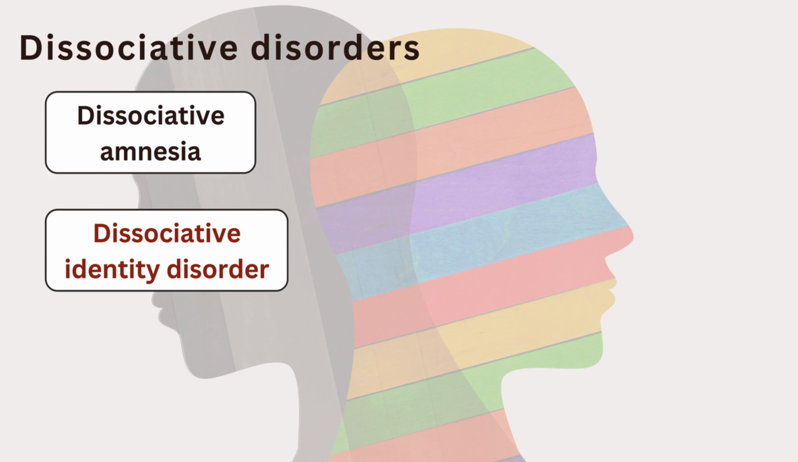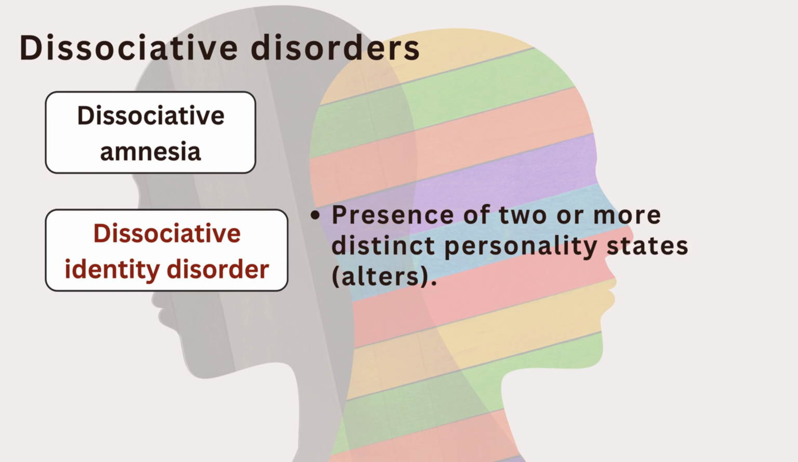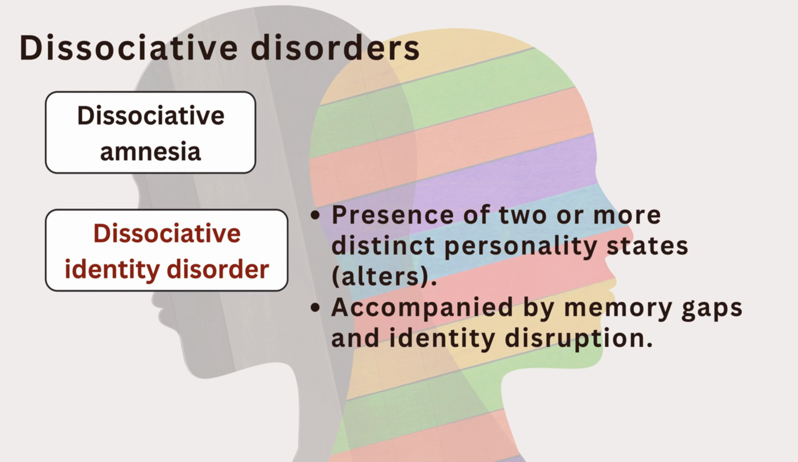Previously known as multiple personality disorder, dissociative identity disorder, or DID, is perhaps the most well-known yet controversial dissociative disorder. It is characterized by the presence of two or more distinct personality states, often referred to as alters. Each alter may have a different name, age, voice, and even mannerisms. These personalities take turns controlling the person's behavior and may have gaps in memory between switches.